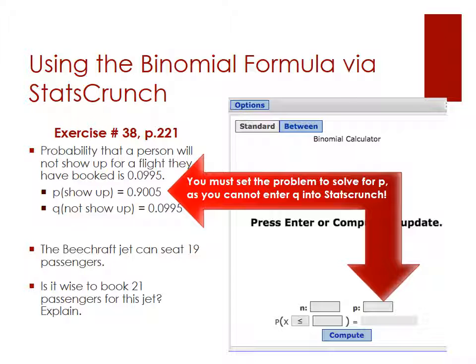Notice that when we're looking at plugging this into the binomial software with StatsCrunch, we must set the problem to solve for P, as you cannot enter Q into StatsCrunch. So this is why it's very important to pay attention to what you are actually trying to solve for based on the language of the problem, and then plugging that in correctly into the StatsCrunch software.